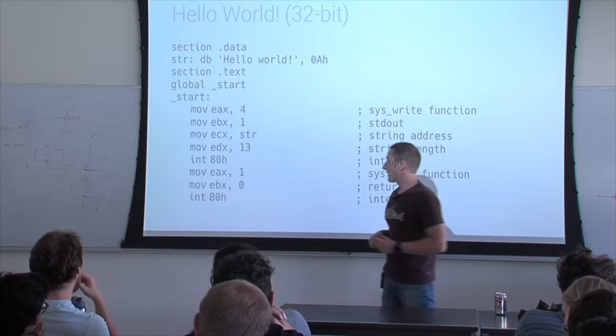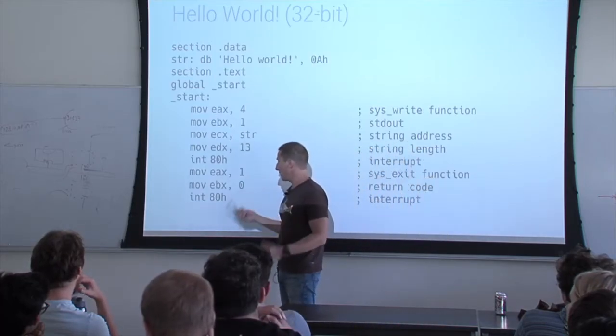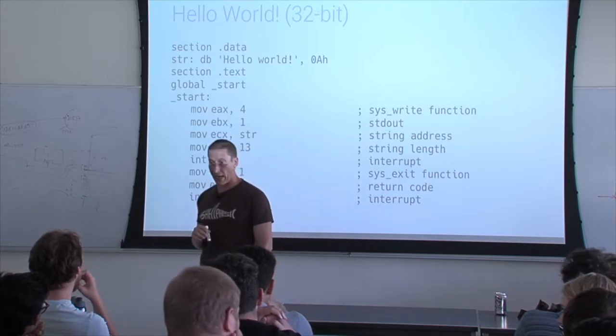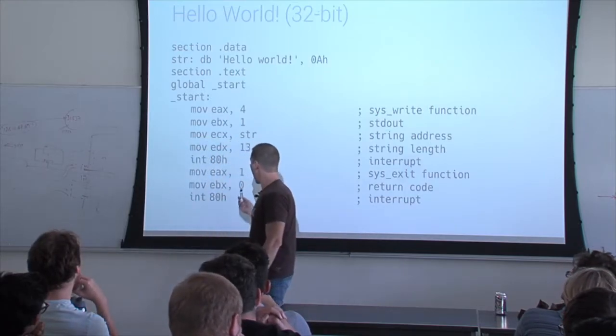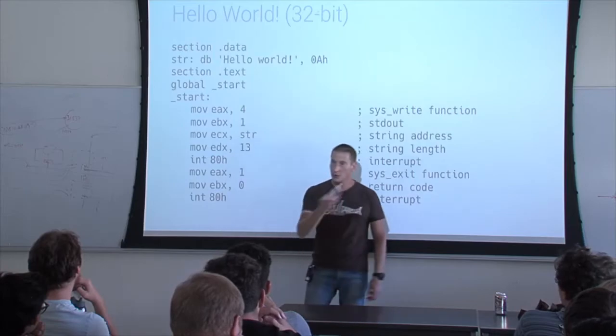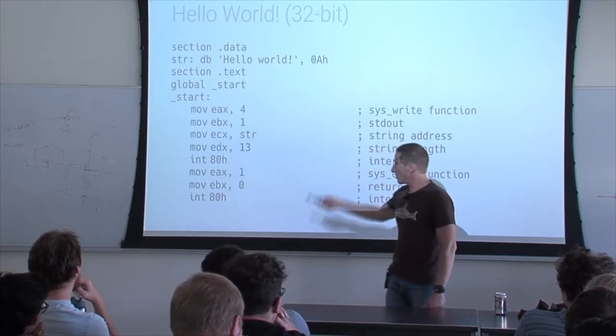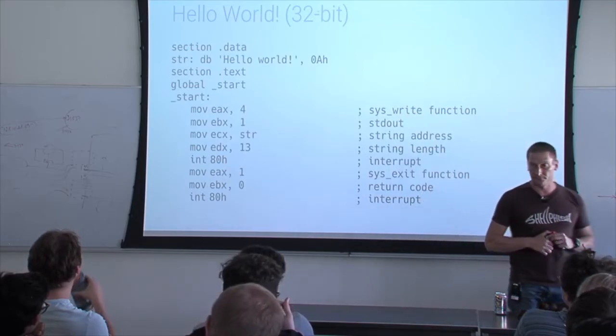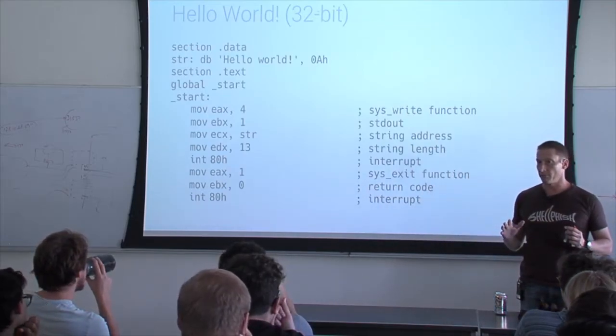Okay? And then you want to exit cleanly. So you put 1 in EAX. You say, hey, operating system, I'm done. I want to exit. What's your exit status? 0. You put it in EBX. You call int 80 again. This is your real hello world in assembly. Everybody's clear? Great.